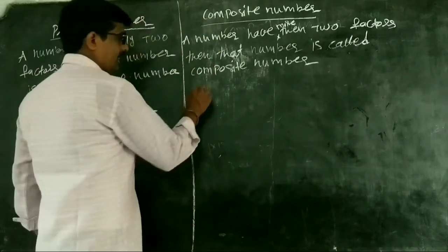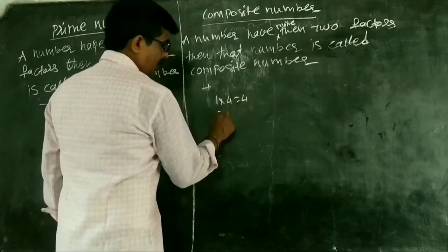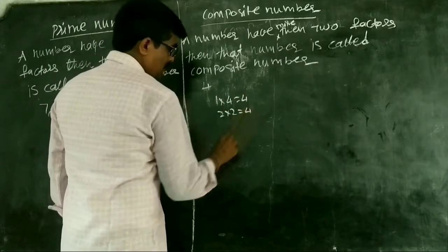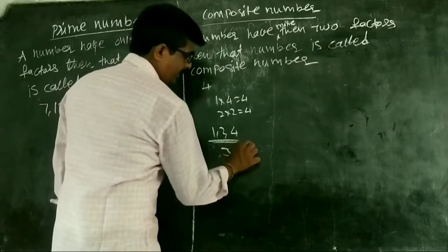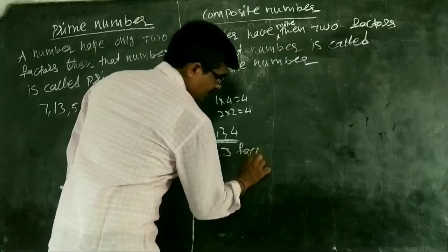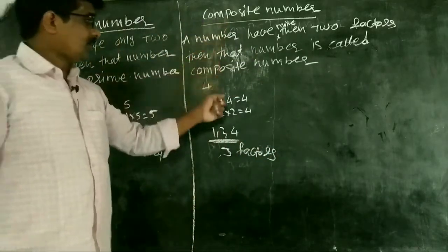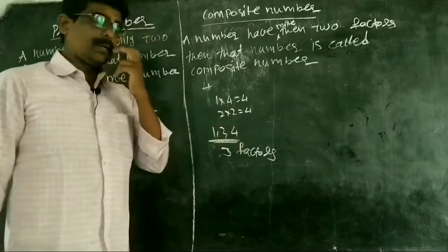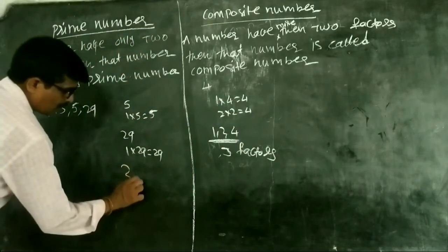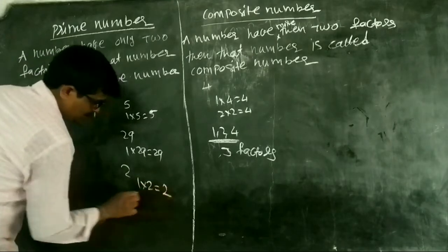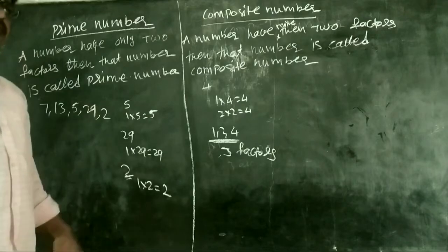So already we saw, for example, how to take 4. 1 times 4 is 4 and 2 times 2 is 4. So here the factors are 1, 2, 4. In total, how many? We have 3 factors. Therefore 4 is a composite number. Here we have to take 2 also. 1 times 2 is 2. 2 is also a prime number.